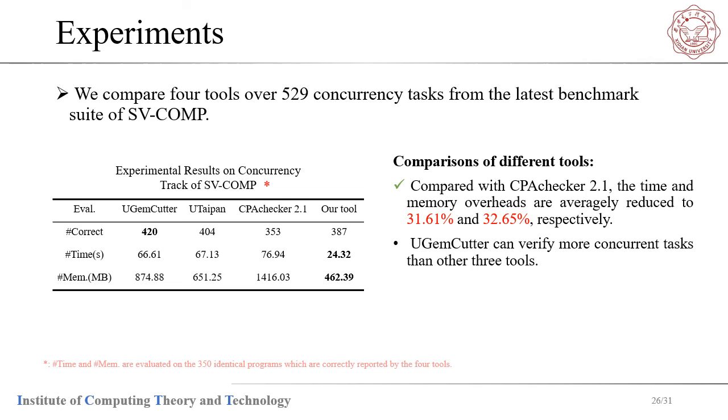Firstly, the evaluation is done for all 529 concurrent tasks, and then refined for 350 tasks, for which all tools report valid results. As the table shown on the left, compared with CP-Checker 2.1, the overheads of time and memory are averagely reduced to 31.61% and 32.65% respectively, and our tool can verify more tasks than the other 3 tools.